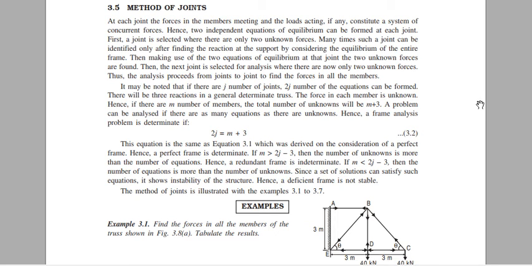If m is greater than 2j minus 3, then the number of unknowns is more than the number of equations. Hence, a redundant frame is indeterminate. If m is less than 2j minus 3, then the number of equations is more than the number of unknowns. Since no set of solutions can satisfy such equations, it shows instability of the structure. Hence, a deficient frame is not stable.